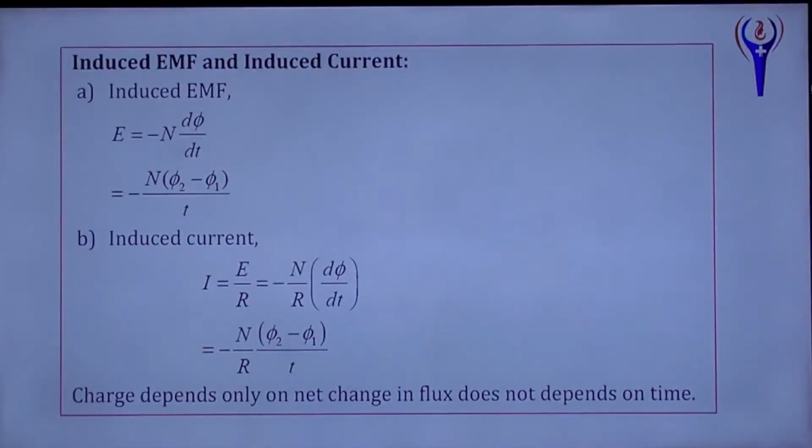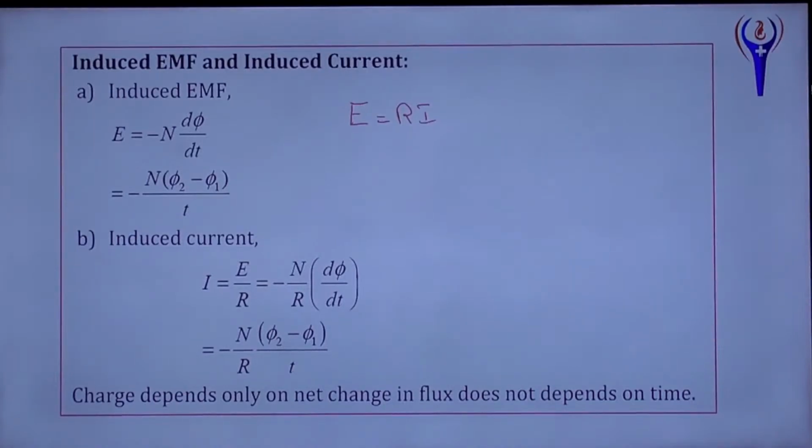And now the induced EMF and induced current. Induced EMF E equals minus n into d phi by dt, or equals minus n into phi 2 minus phi 1 by t. Then the induced current I equals E by R. We know the relation between I and E from Ohm's law: E or V equals IR. From that, I equals E by R.